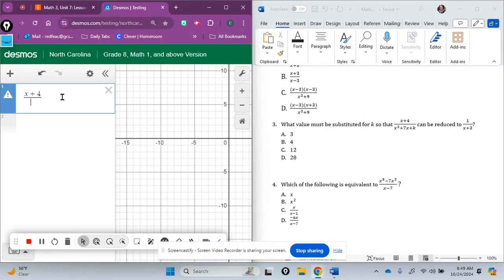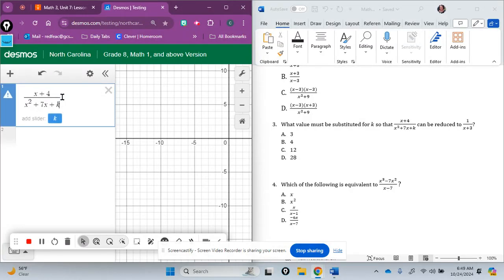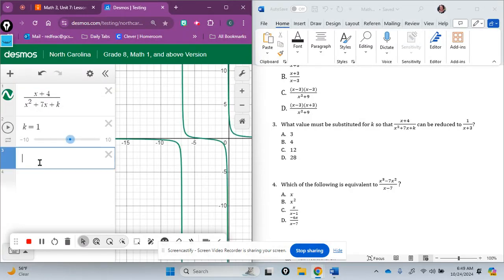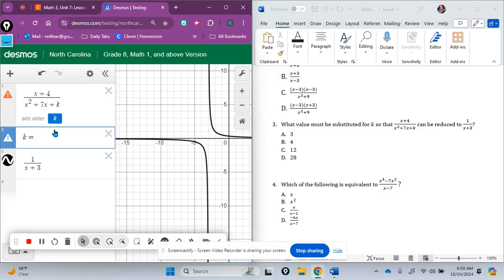So x plus 4 over x squared plus 7x plus K. And then we're going to go ahead and let that slider add down. So click it so it'll add down. And then you're going to type in 1 over x plus 3 because this is what we want it to reduce to. So what you'll do with that slider is you're going to type in every answer choice until your graphs overlap.